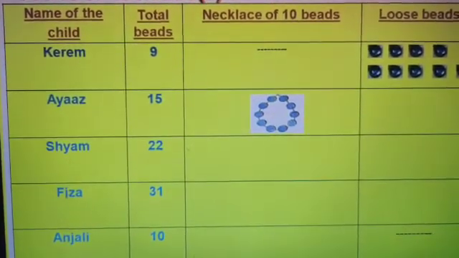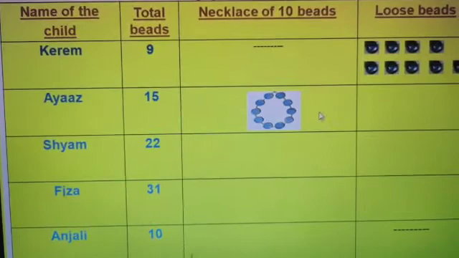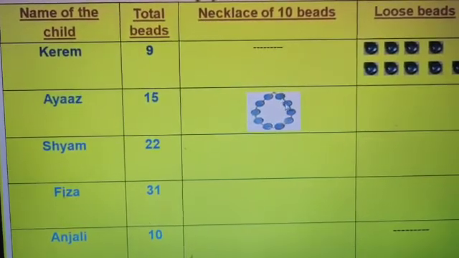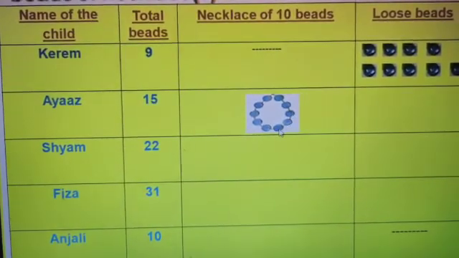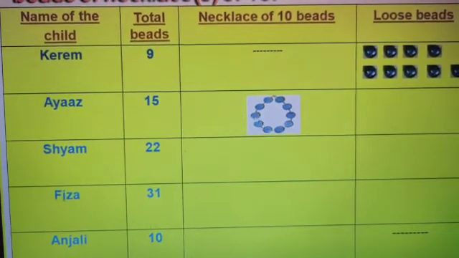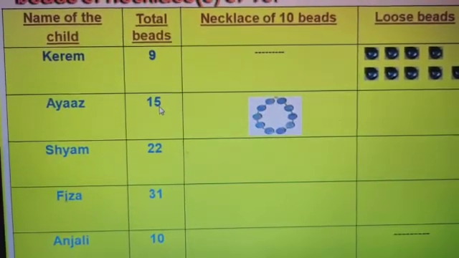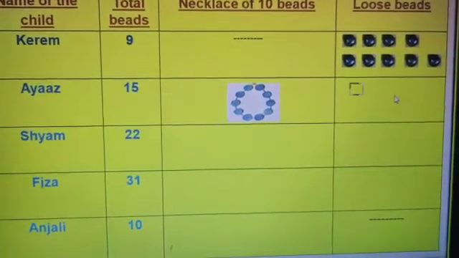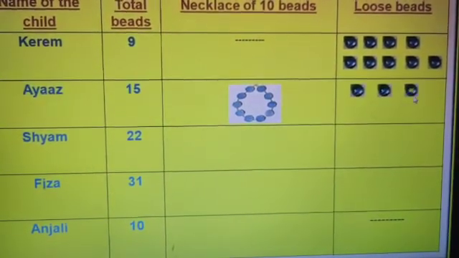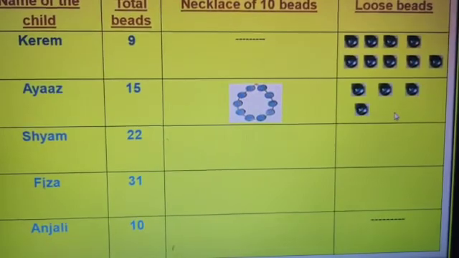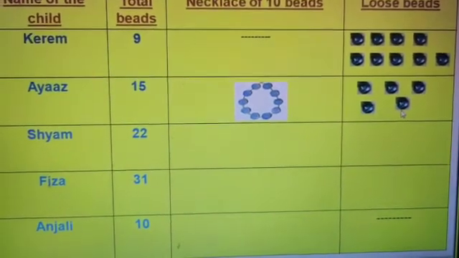So, Ayaz has formed 1 necklace using 10 beads. That is 1, 2, 3, 4, 5, 6, 7, 8, 9 and 10. Now, how many loose beads are there with him? 5. Now, 1, 2, 3, 4, 5. 5 loose beads are there, right?